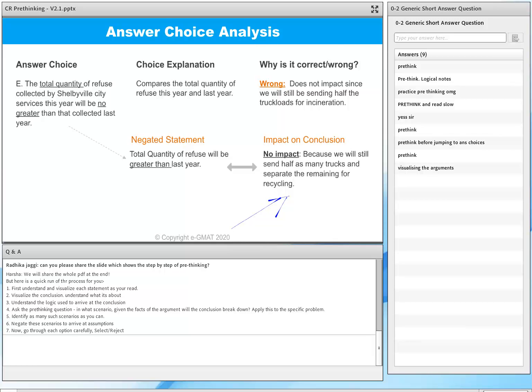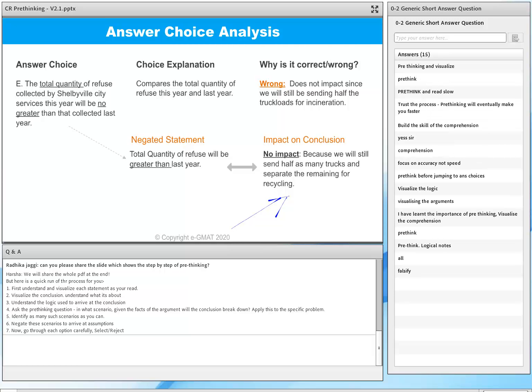You're going to visualize the argument. Even before you pre-think, visualizing and comprehension are really important. Pre-thinking is a tool. But if you don't have that foundation of visualization, if you don't have that habit of comprehending, it's not going to be super helpful. Once you have that skill of visualization, once you understand this, that's when pre-thinking starts to really play its part. And so build that.